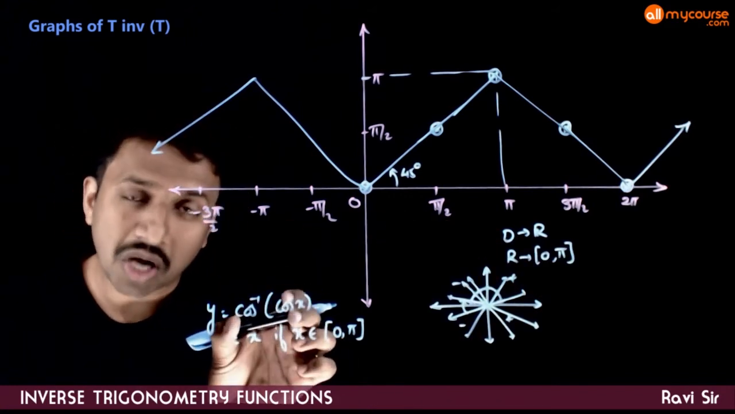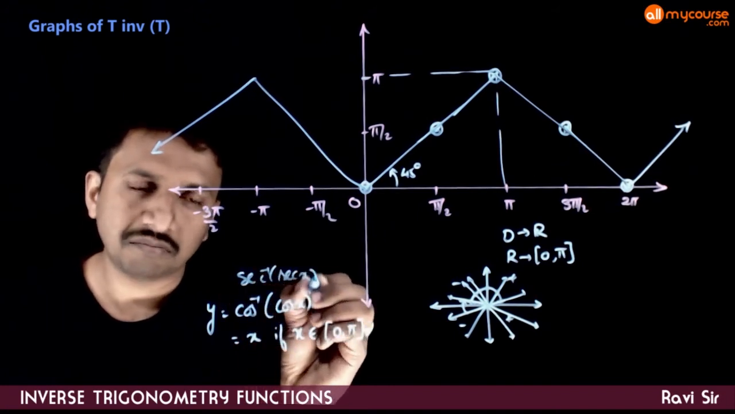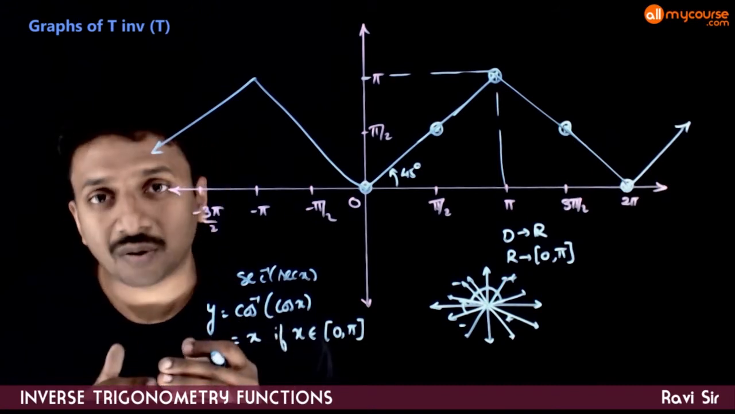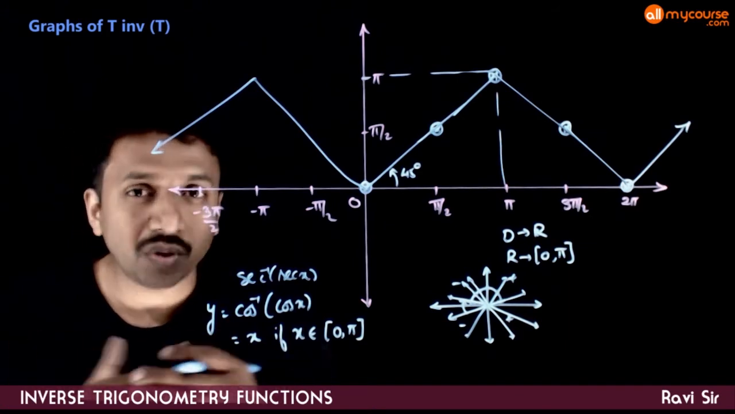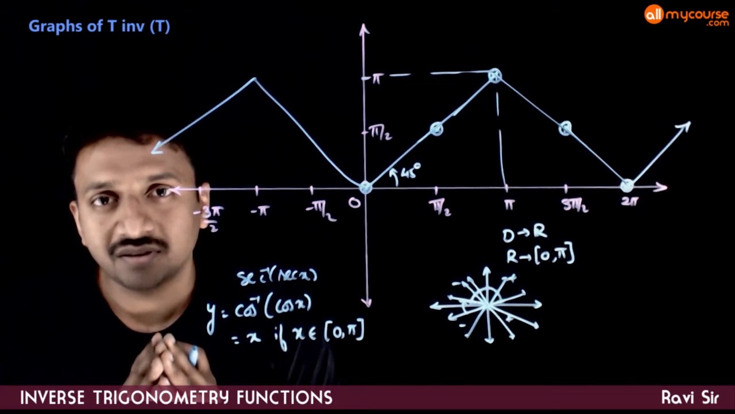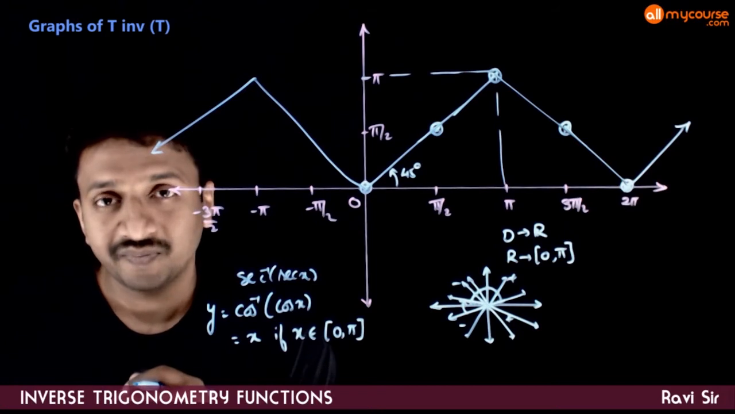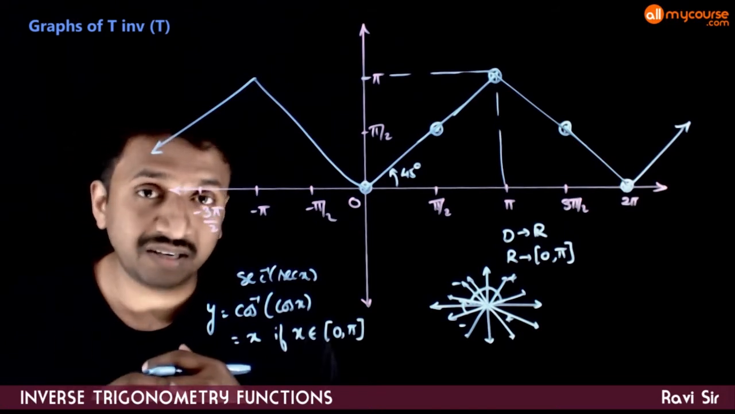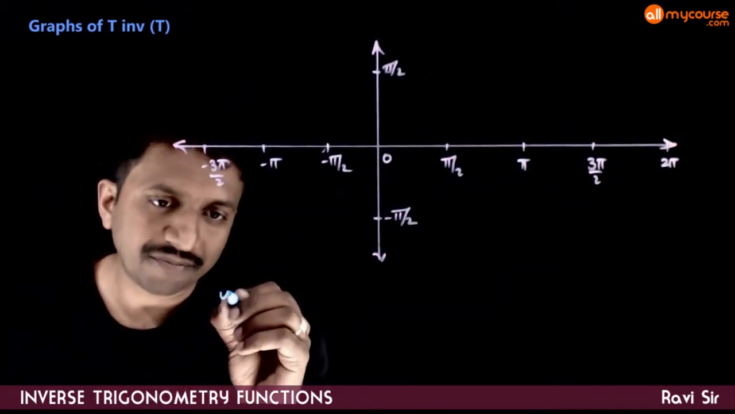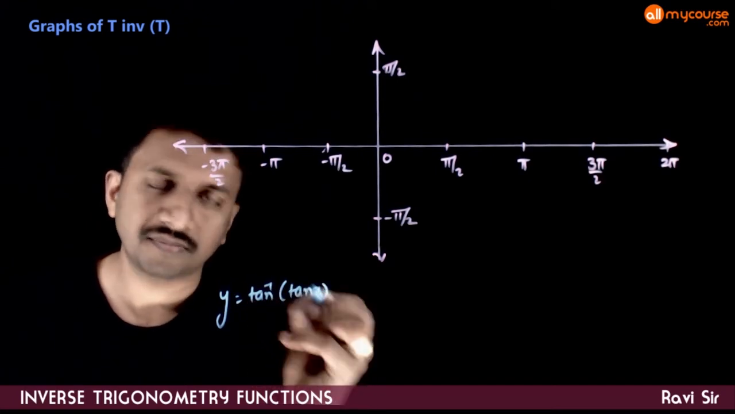So the same, cos inverse of cos x function and the secant inverse of secant x function, both graphs are exactly same. Sine inverse of sine x and cosecant inverse of cosecant x, both have same graphs because both have same quadrant diagrams. So if the quadrant diagram changes, the graph changes. So let us now look at the graph of tan inverse of tan x. Next, let us look at the graph of y is equal to tan inverse of tan x.